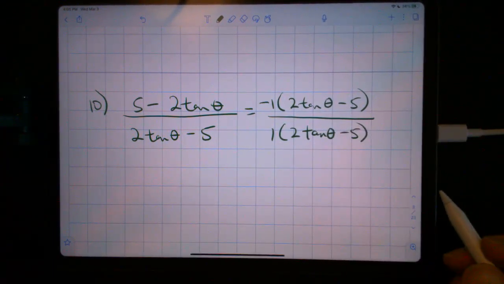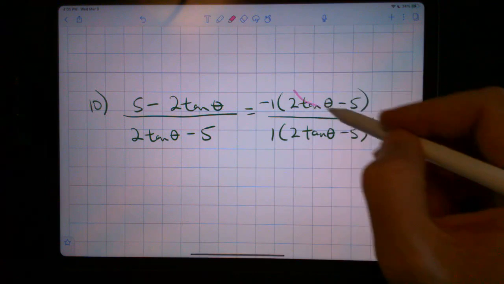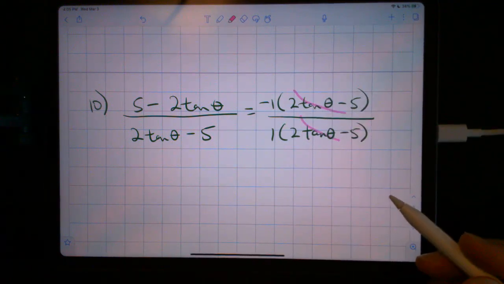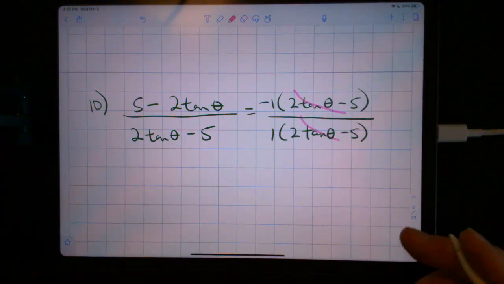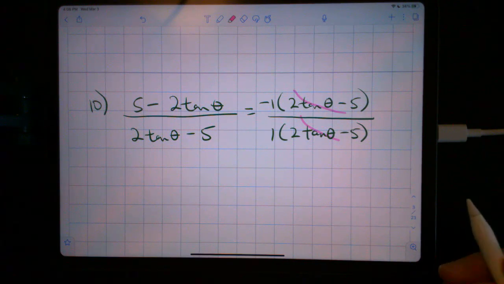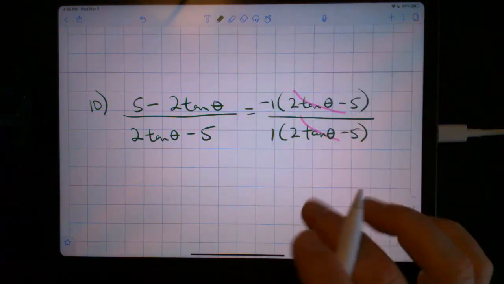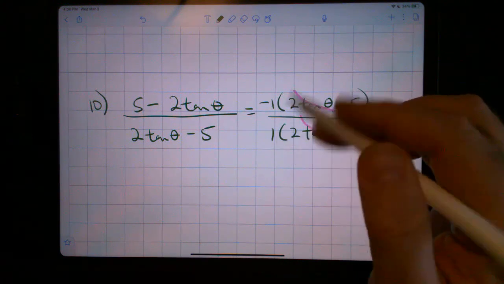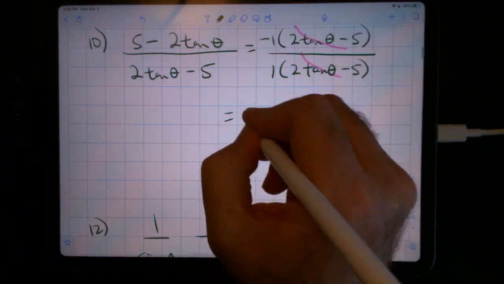It's just too many times when students simplify this, if there's nothing in the denominator, they think there's a 0. And then when you have a 0 in the denominator, it is undefined. That's not the case here. There is a 1. -1 over +1 gives you -1.